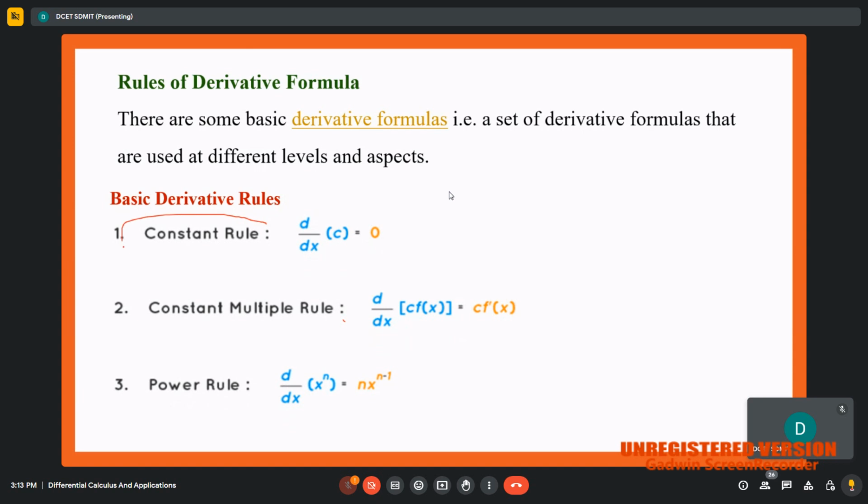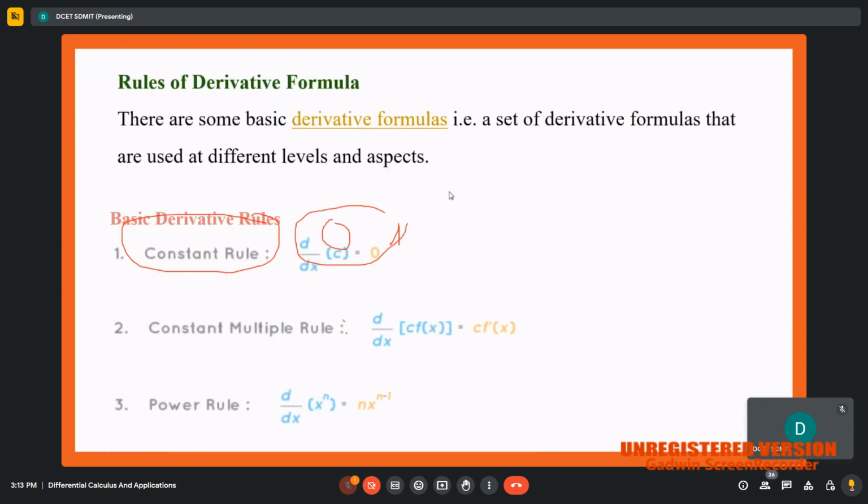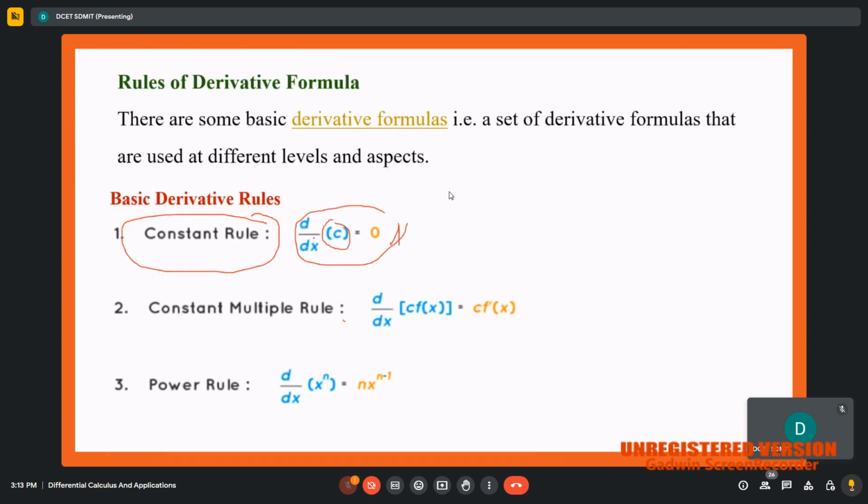First one, constant rule. What is the constant rule? Differentiation of a constant term is equal to 0. Already we studied this. Already we took the example y is equal to c, which means y is equal to a constant. When we take y is equal to a constant term and find dy by dx, we get 0. Understood? The derivative is 0. So in the constant rule, d by dx of c is equal to 0.